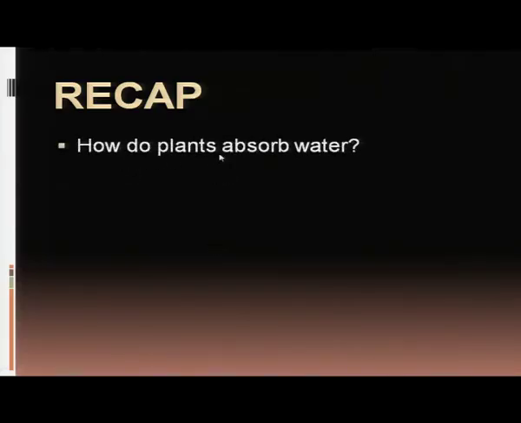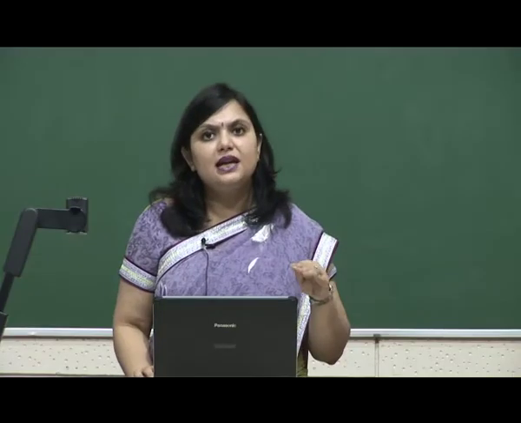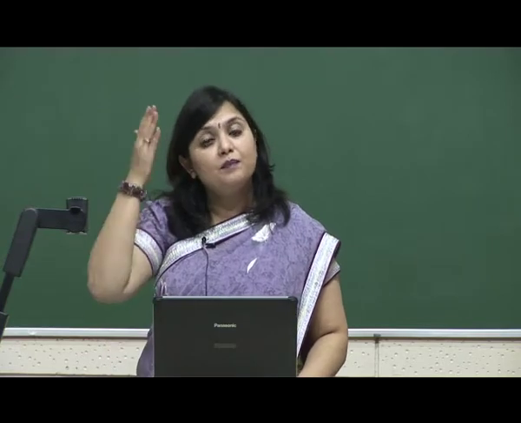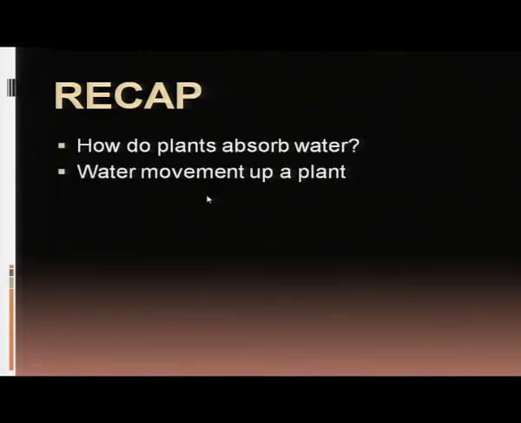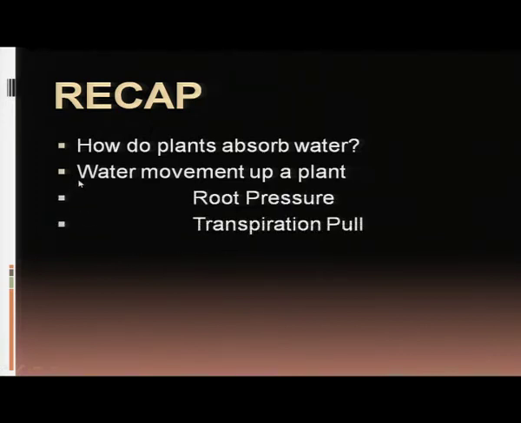In the last class, we had studied how plants absorb water. We studied how the soil water is taken inside the root hair cells of the plants, and then how it is conducted all the way from the root hair cells to the xylem by the pathways apoplast and symplast. We also studied how this water is then taken up to the great heights of the plants. We studied the role played by root pressure and transpiration pull in the upward movement of water in a plant.